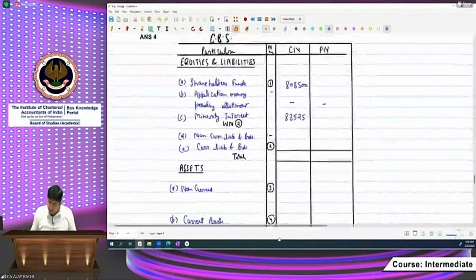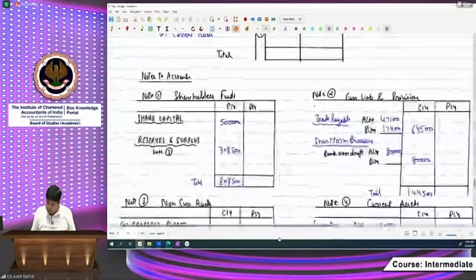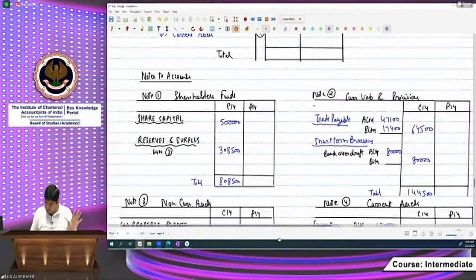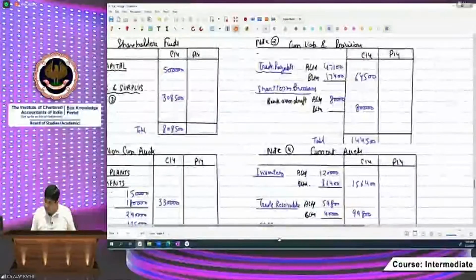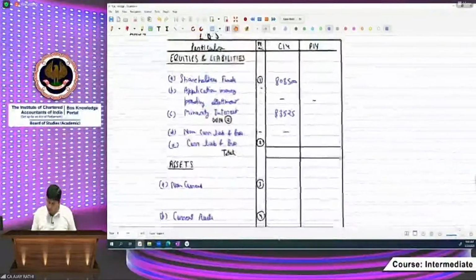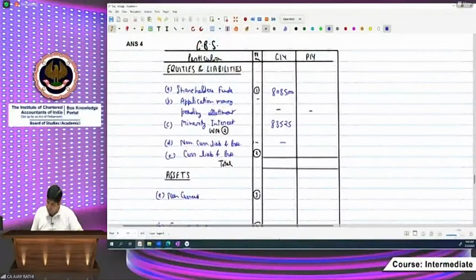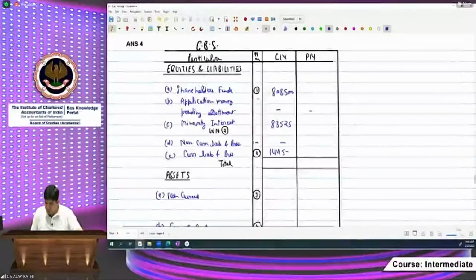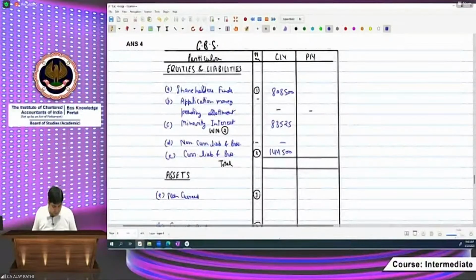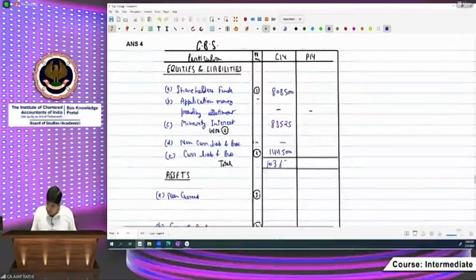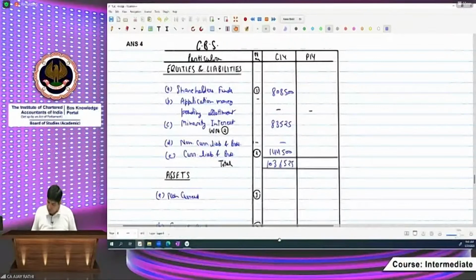Next one, non-current liabilities note there. Okay. Now please pack your notes to accounts also. Since working note has been finalized, now note number 1 posted, note number 2, 144,500. Now please do total. 144,500 plus 83,525 plus 808,500. That is what? 1,036,525. Now non-current assets are there.